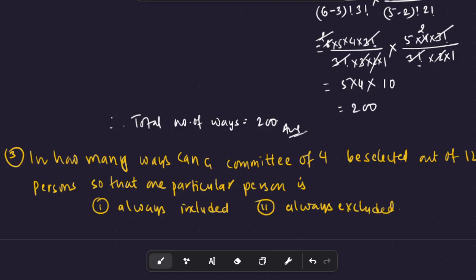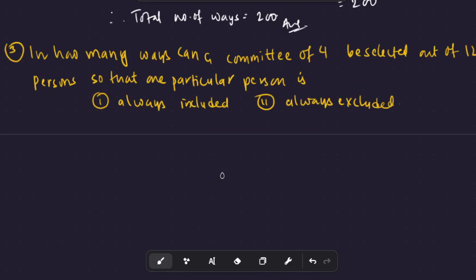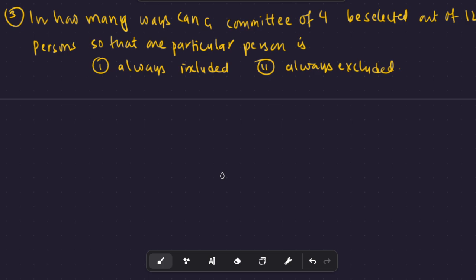This type of question was also done the day before yesterday, I think. We had discussed this type of question: whenever a particular player is always selected as a captain, and the next case was when a particular person is always ignored, always neglected, never selected. Now this question is similar to that. In how many ways can a committee of 4 be selected out of 12 persons so that one particular person is always included?